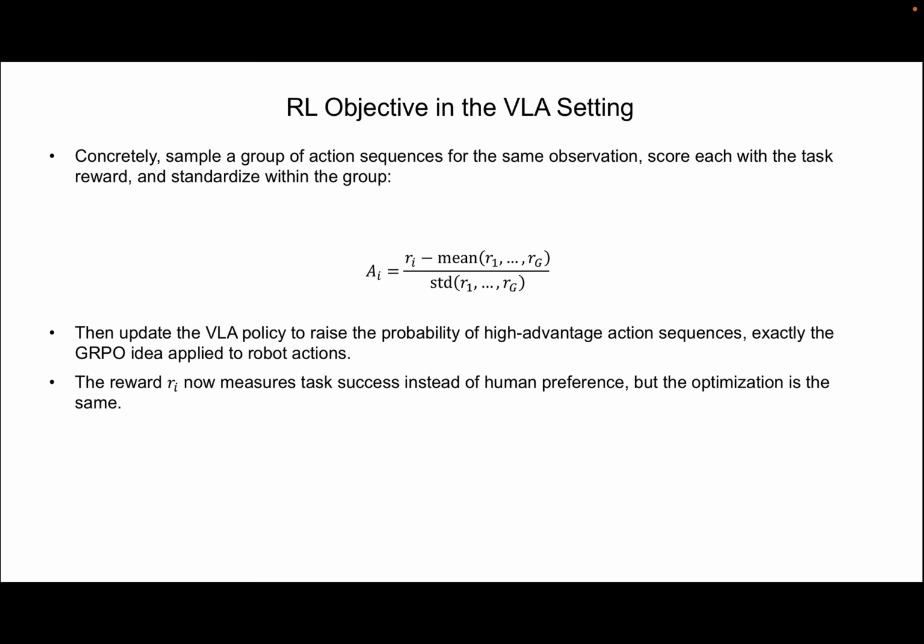Concretely, sample a group of action sequences for the same observation, score each with the task reward, and standardize within the group. It's just GRPO. Then update the VLA policy to raise the probability of high-advantage action sequences, exactly the GRPO idea applied to robot actions. The reward now measures task success instead of human preference, but the optimization is the same. Mathematically it's almost the same as the language model, though the data and tasks are a little different, but the philosophy is almost the same.